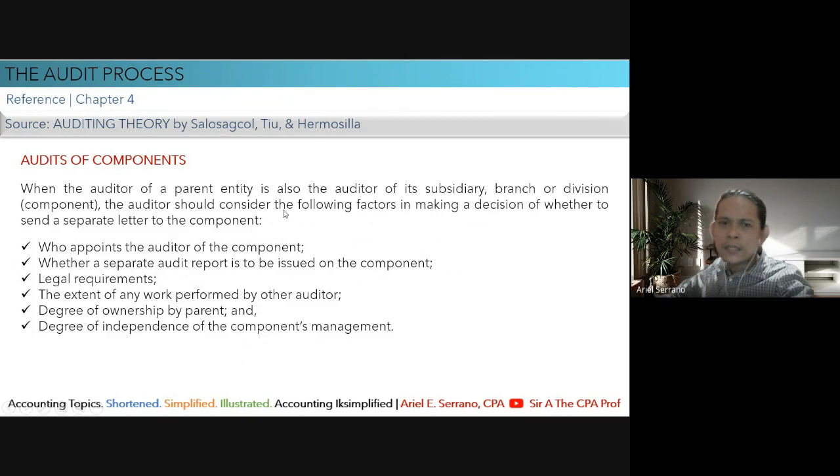The auditor should consider the following factors in making a decision of whether to send a separate letter to the component. Who appoints the auditor of the component? Whether a separate audit report is to be issued on the component. Legal requirements. The extent of any work performed by the other auditor. The degree of ownership by parent. And lastly, the degree of independence of the component's management. Okay? So, yan naman yung mga factors in making a decision kung kinakailangan magpadala ng separate letter naman doon sa component. Okay? So, yan lang as an additional item to consider.